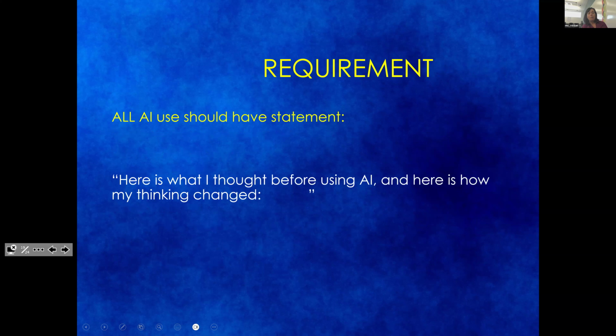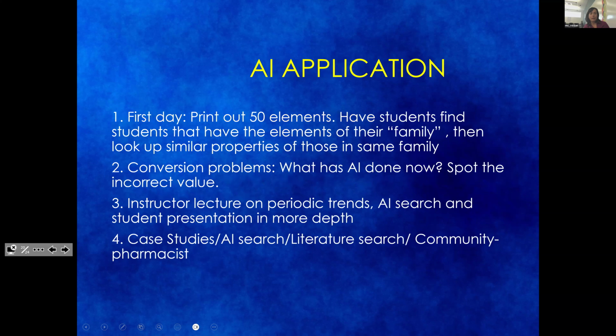So one of the requirements that I'm adding to my AI assignments is: here's what I thought before using AI, and here's how my thinking has changed. So this way, if AI performs the thinking for the student, again, it weakens the intellectual foundation, but if AI is used to amplify student effort, then it's going to strengthen it.